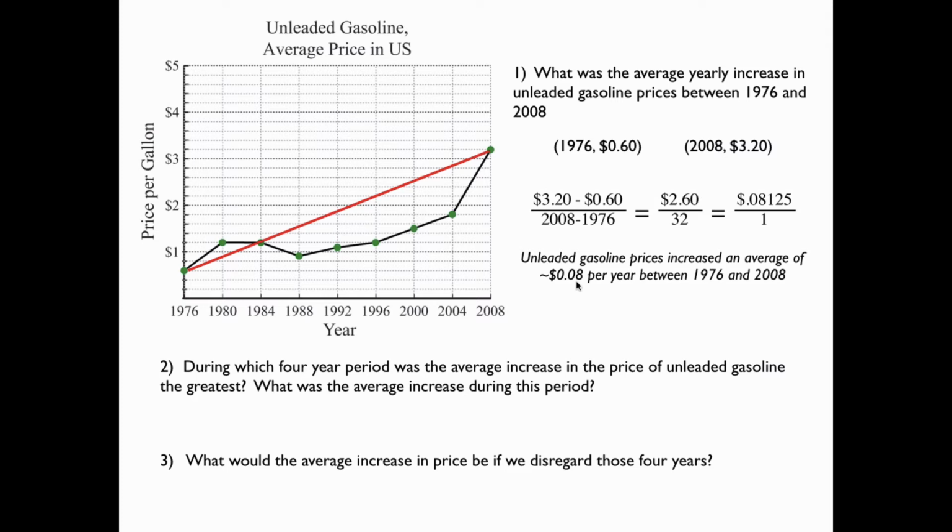Number 2. During which 4-year period was the average increase in the price of unleaded gasoline the greatest? And what was the average increase during this period? So what you could do is analyze every 4-year period by calculating the slope, but in this case, you can just kind of ballpark it. It's pretty clear that the greatest increase, or the slope with the steepest line, is right over here. So analyzing this rate of change, the change in y is $1.40, and the change in x is 4. So $1.40 in 4 years.